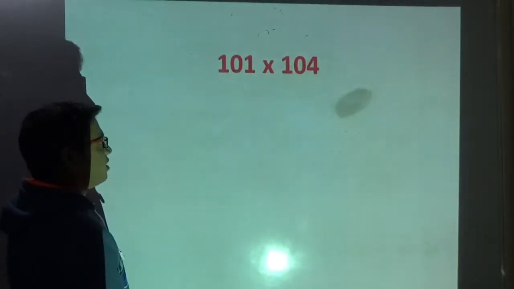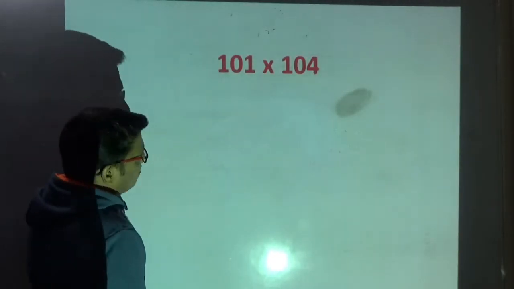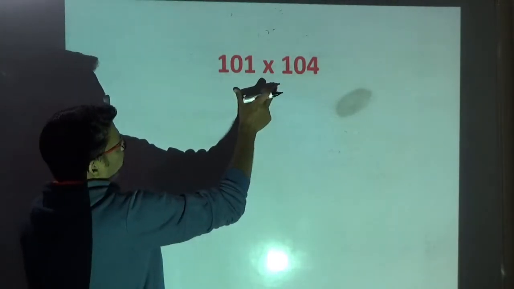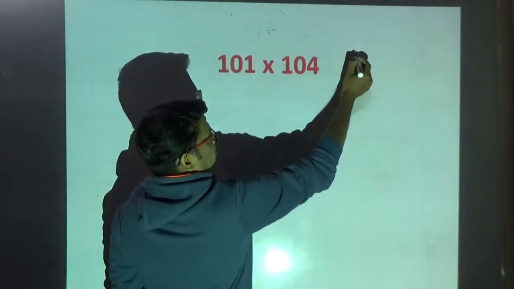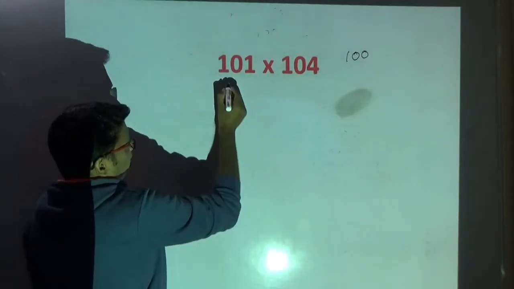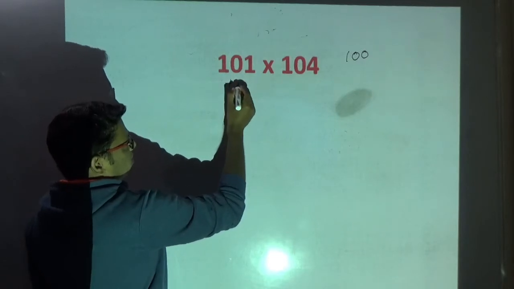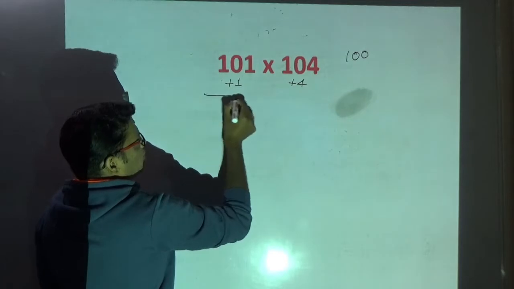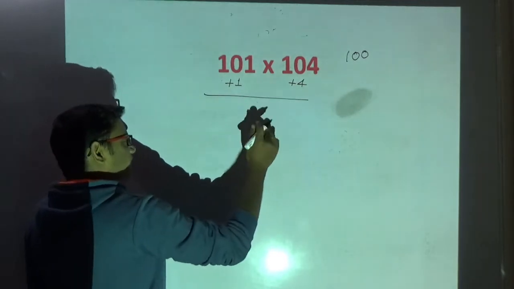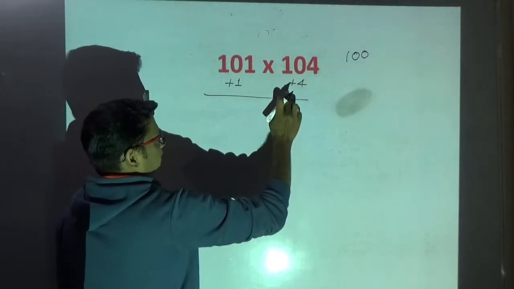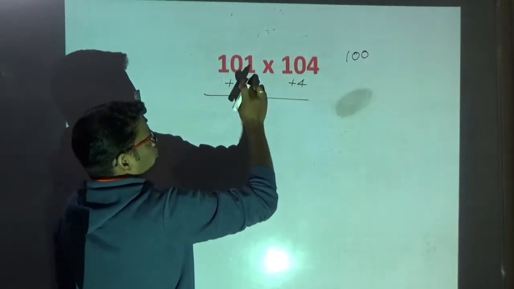Okay, so I will go for the very first problem, that is, I am multiplying 101 and 104. See, these two numbers are above 100. The base is 100, and these two numbers are above 100. Above means plus. So this is above by plus 1 and this is above by plus 4. If it is below, I represent it by a minus sign. If it is above, I represent it by a plus sign. This is above by 4 and it is above by 1.